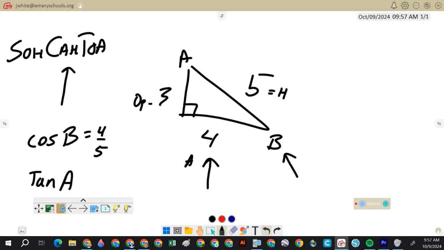Well, if I switch to A, then this becomes the adjacent, and this becomes the opposite. Do you guys get that? So what is the tangent of A? 4 over 3. So 4 over 3. What is the sine of B?